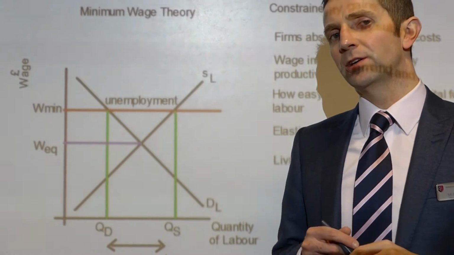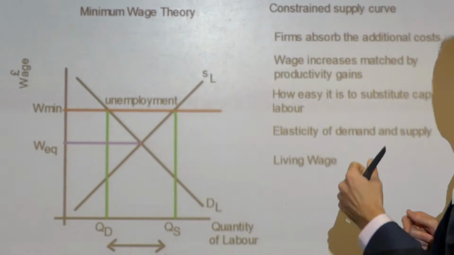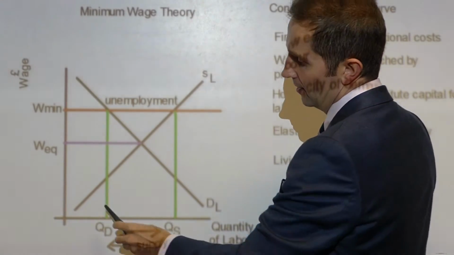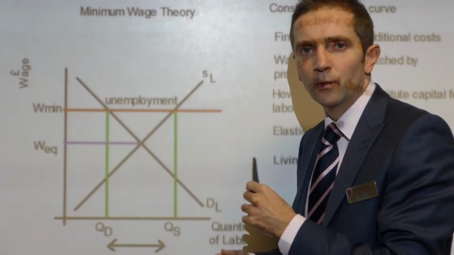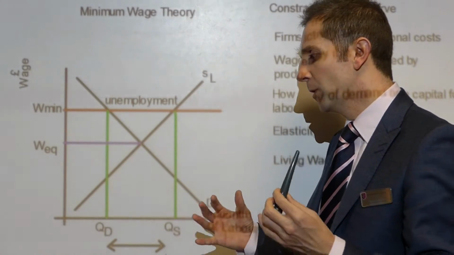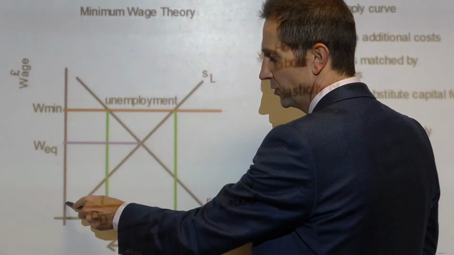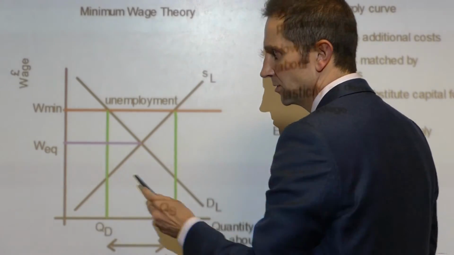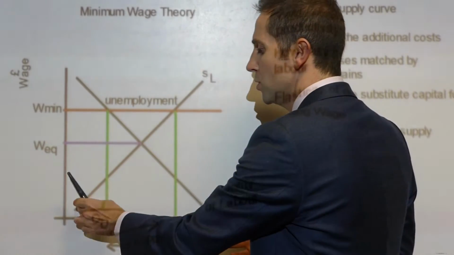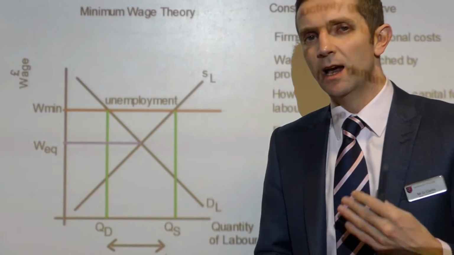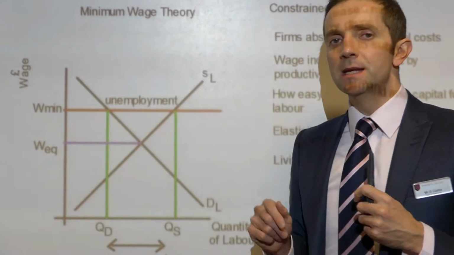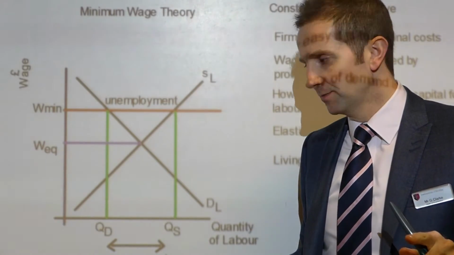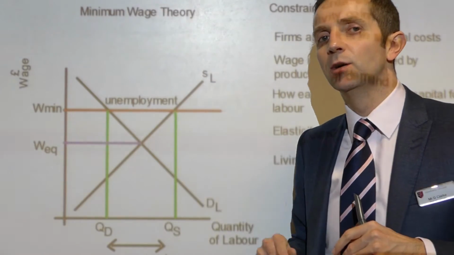Now, the constrained supply curve is an interesting point, because if there were no minimum wage here, ladies and gentlemen, then all sorts of people would be willing to offer their labour at different wage rates. So, for example, at this wage rate here, it would be this quantity of labour. At this wage rate here, it would be this quantity of labour, and so on, moving up the supply curve. However, when we introduce a minimum wage, it means that nobody is willing to work for anything less than that. Nobody's willing to work for anything less than W min.